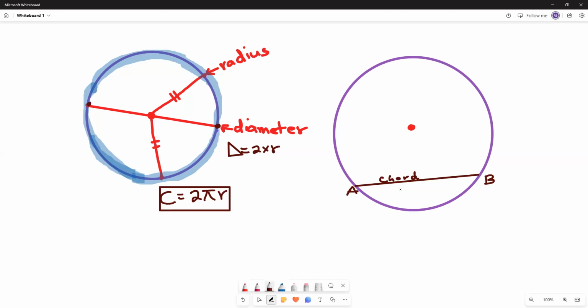So this one, you see this part here, we call it a minor segment. Then this part here, we call it a major segment. So a chord divides the circle into 2 segments.